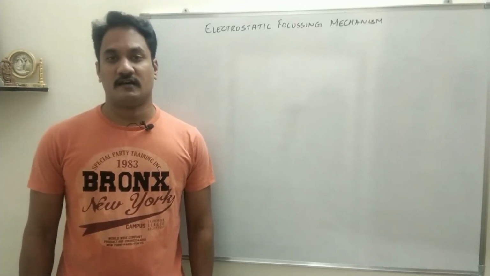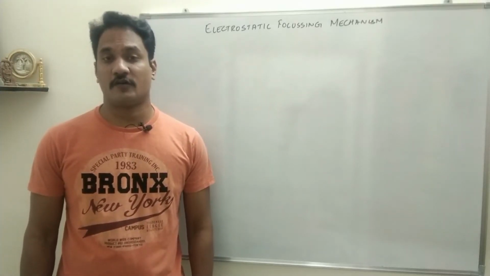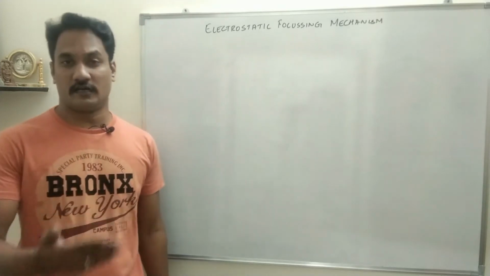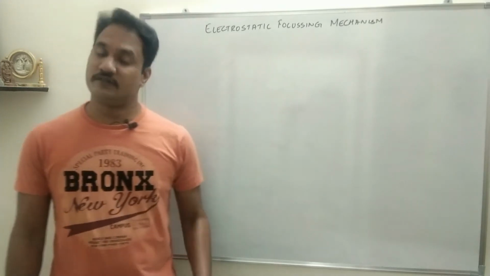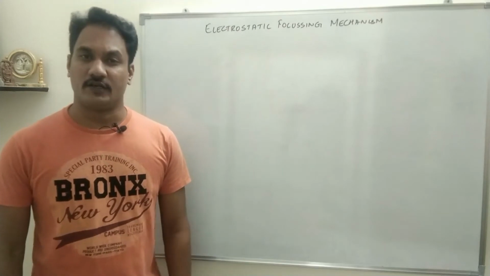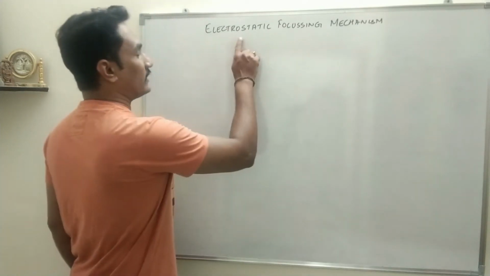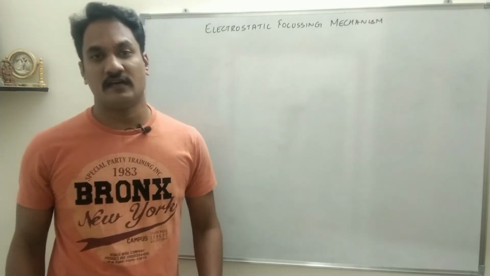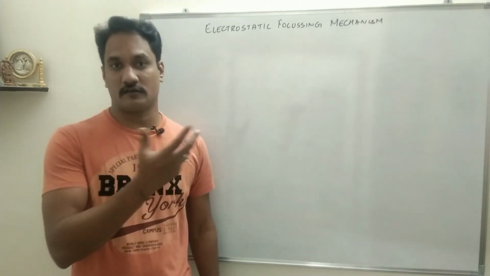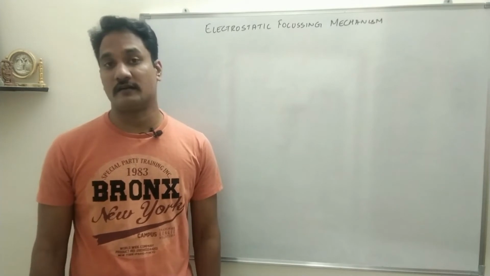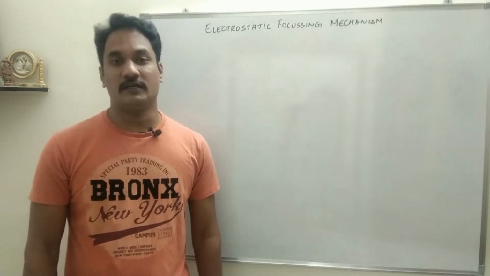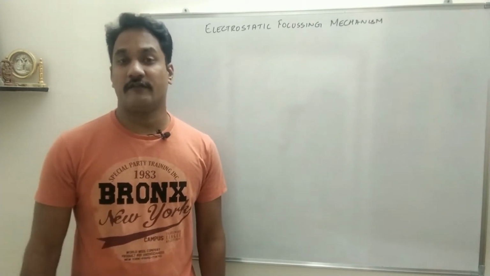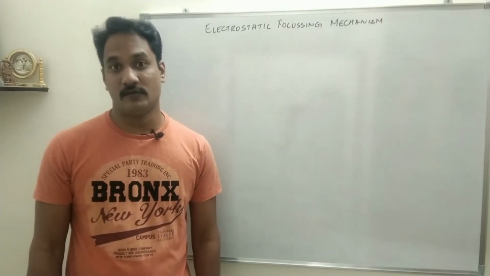Hello students, having understood the block diagram of cathode ray tube, let us go to the next topic, which is again related to cathode ray tube, called the electrostatic focusing mechanism. This is very important that you understand. Of course, what I am going to explain under this heading is nothing but the explanation part of the electron gun assembly.